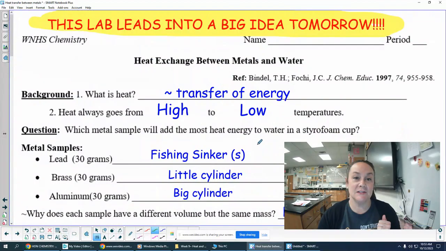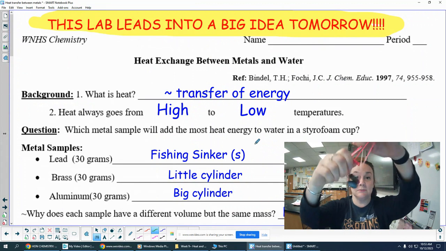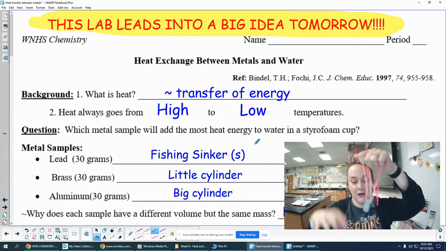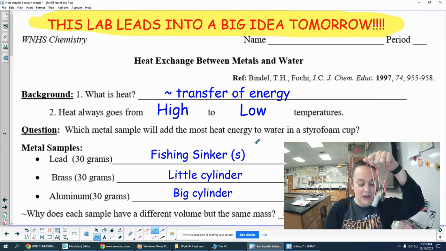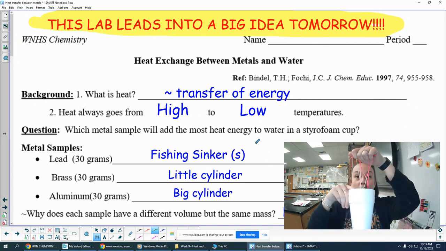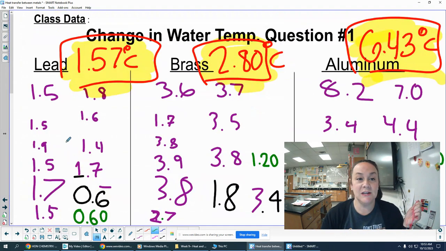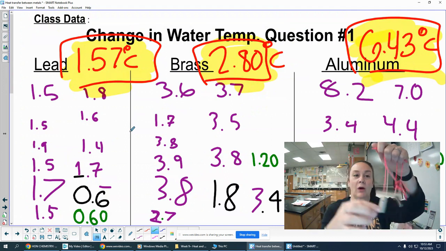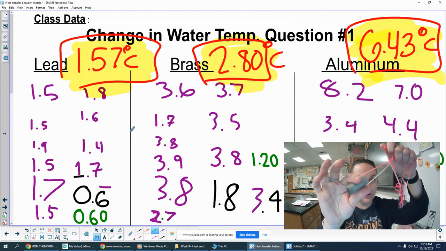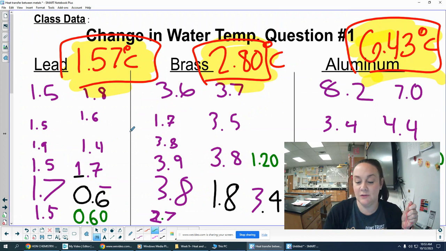So the first thing is that we did a lab yesterday, and if you weren't here, we took 3 different metals. We took some aluminum, some brass, and some lead, and we boiled them in hot water, got them up to 100 degrees, and then we put them into cool water and looked at how much the temperature changed. What you will see is that the lead only changed the temperature a little bit, while the aluminum changed the temperature a whole lot. And they're the same mass, they're all 30 grams. So how did this happen?